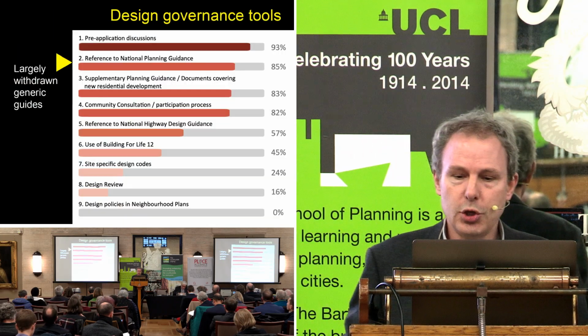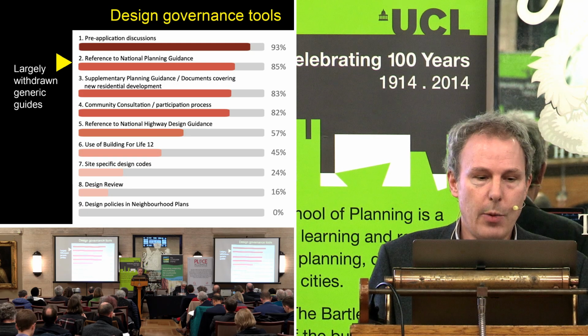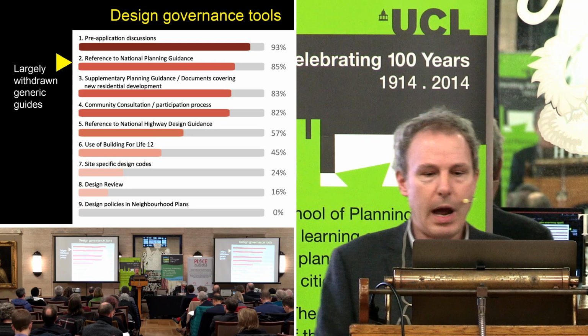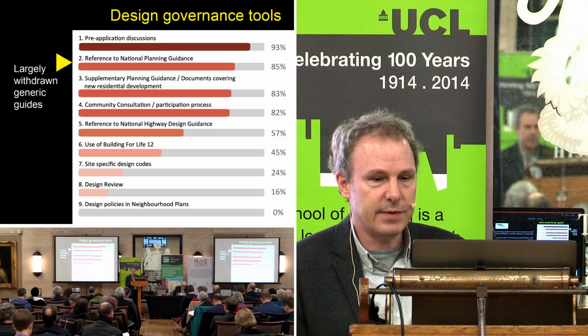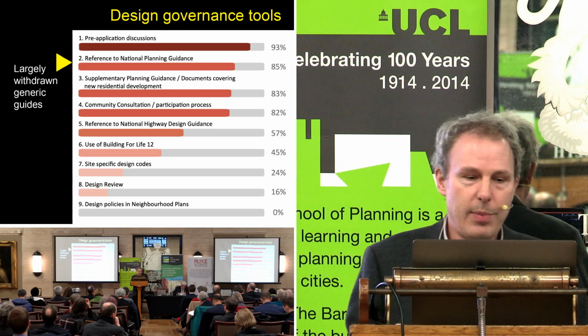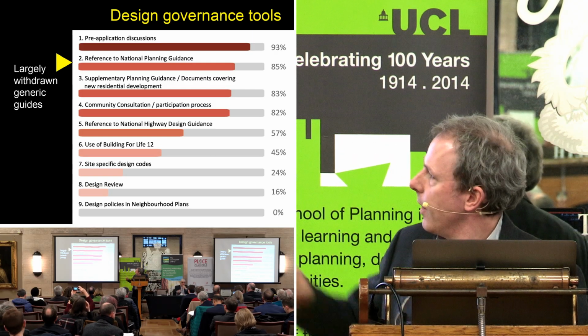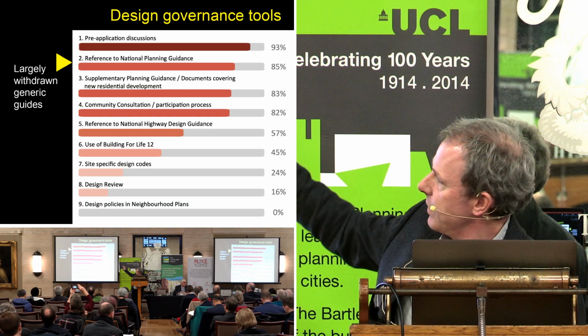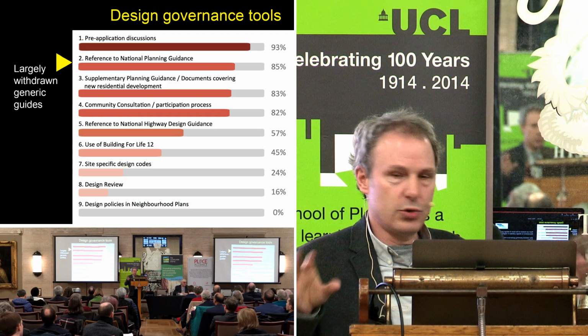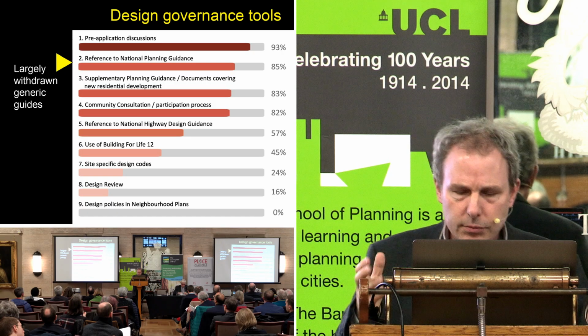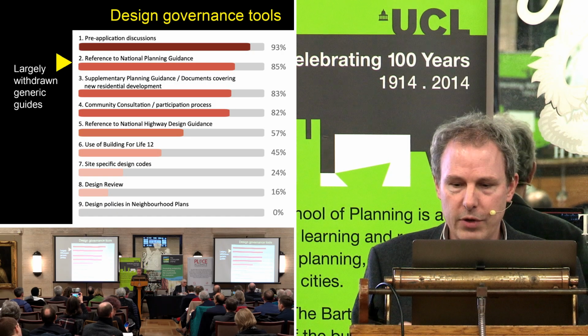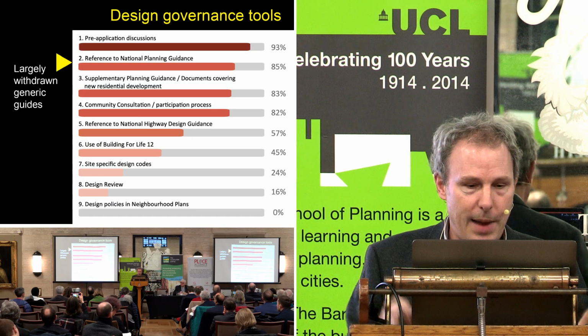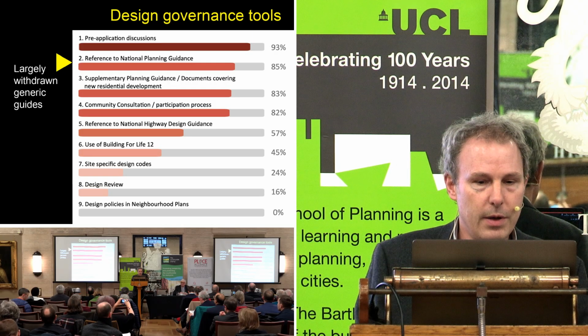Next, we looked at tools of design governance. We looked at a range of different tools, from pre-application discussions to different types of design policy and neighbourhood plans in particular. The government guidance that is referenced there is all largely withdrawn guides, such as By Design, rather than the recent National Design Guide, which hadn't come out at the time of the audit.